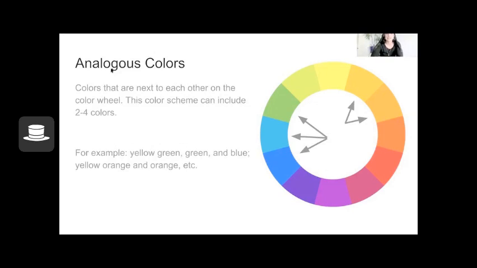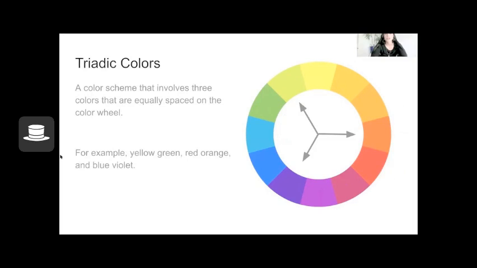Next scheme is analogous colors. These are colors that are next to each other on the color wheel, and it can include up to 4 colors. So 2 to 4 colors. So we have yellow, orange, we have orange. You can do green, blue, and blue, or you could also add blue, violet, right? It's pretty cool.